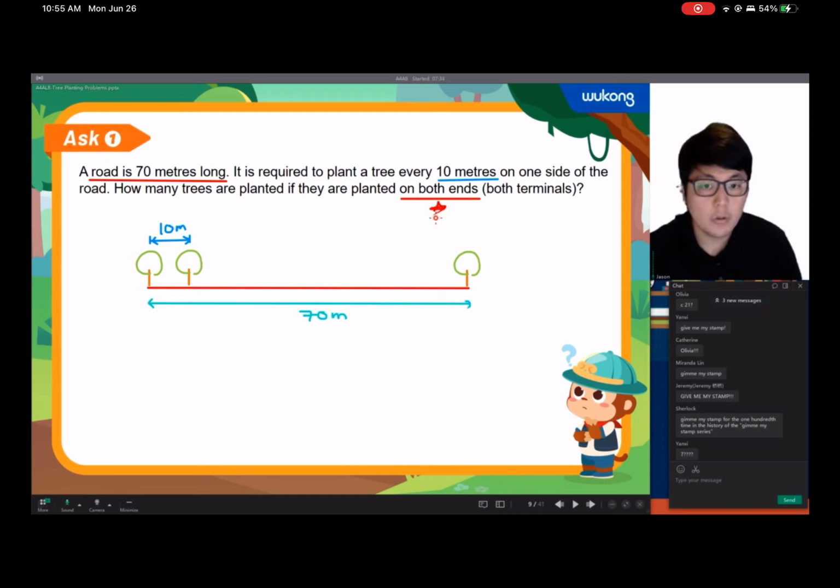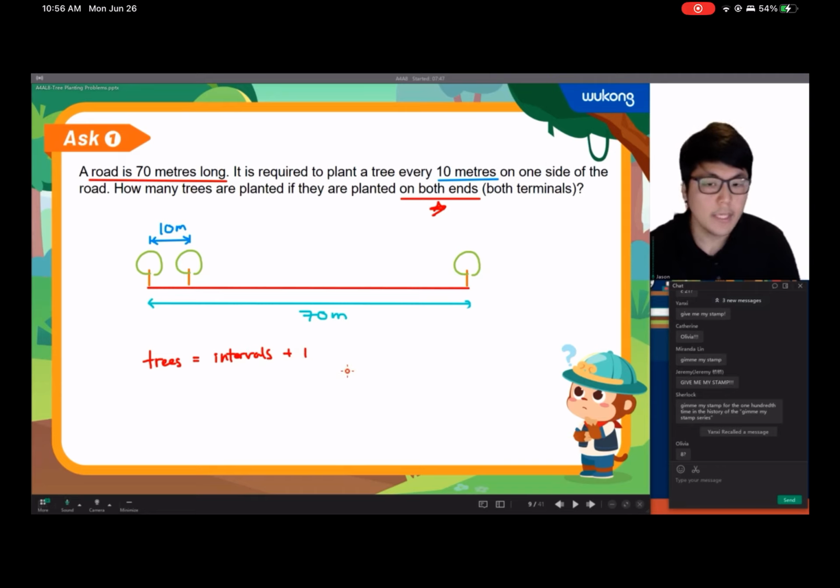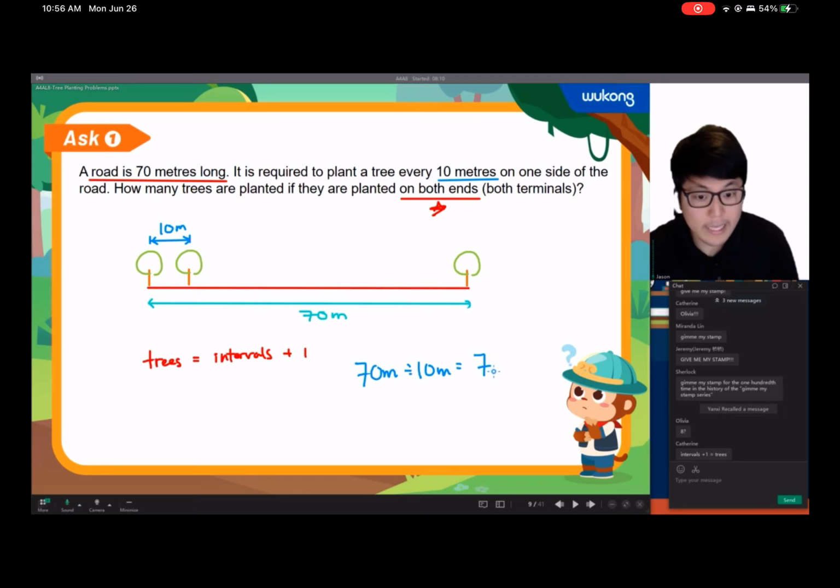Oh, it's both ends, right? So what does that mean? Trees equals intervals plus 1. And now, how do we find how many intervals we have? Well, the entire road is 70 meters, guys, and we need to divide it by every 10 meters. Let me write this down at the bottom. So that's going to be 70 meters divided by 10 meters. It's going to equal 7.